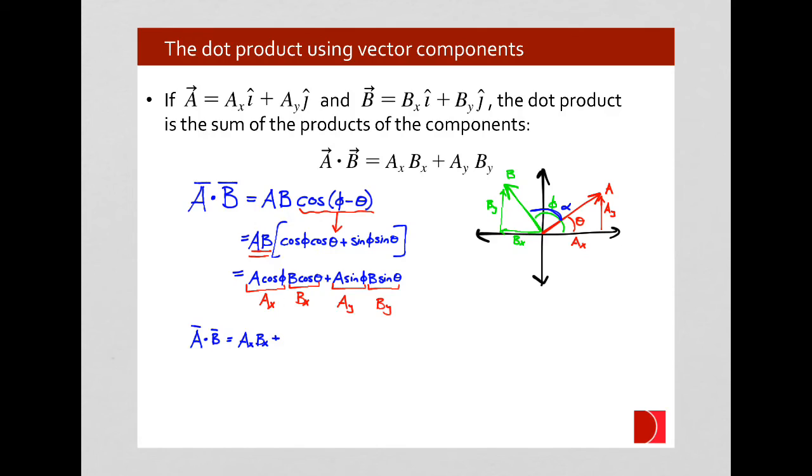We never said what the magnitudes A or B are. We never said what the values of the angles are. If these angles, theta or phi, are in different quadrants, then the cosine or the sine would give us plus or negative values, which would give us plus or negative values for these components as well.